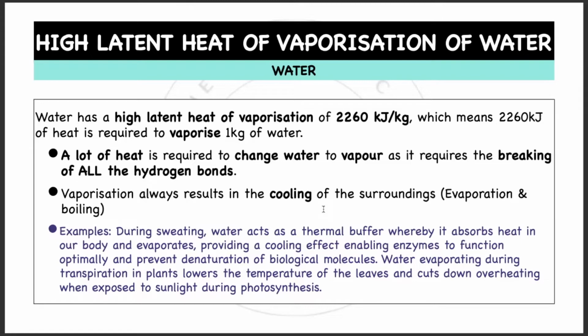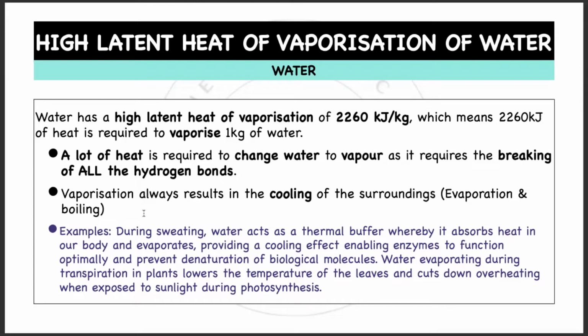Vaporization always results in the cooling of the surroundings, and you have that through evaporation or boiling. Now, a little bit of recap here. Evaporation occurs on the surface and it provides the maximum cooling effect with minimum loss of water, whereas boiling occurs under the surface of water at the boiling point of water. Now, how is this important? During sweating, water acts as a thermal buffer whereby it absorbs heat in our body and evaporates, providing a cooling effect, enabling enzymes to function optimally and preventing denaturation of biological molecules.